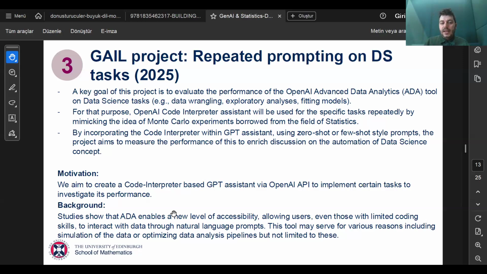And nowadays, we are working on a joint project with Miguel de Carvalho from the school, and one PhD student as well, to assess and evaluate the performance of a data analytics tool, looking at data science tasks, such as data wrangling, EDA, or fitting the models and interpretation of the models as well. And within this framework, we are interested in seeing the impacts of different styles of prompts, such as the clear prompt or the unclear prompt.